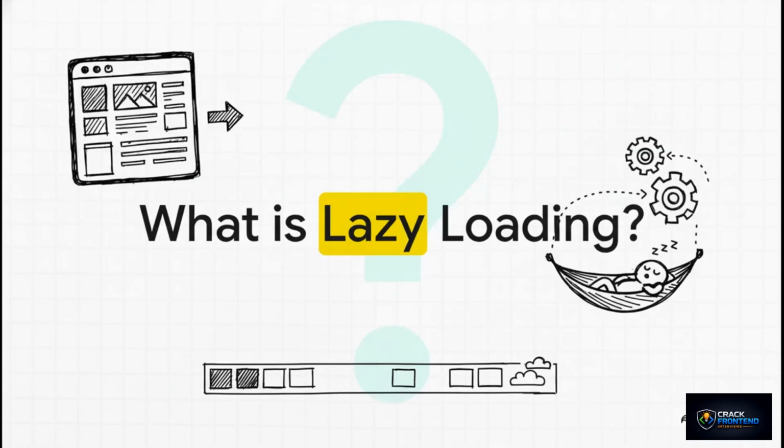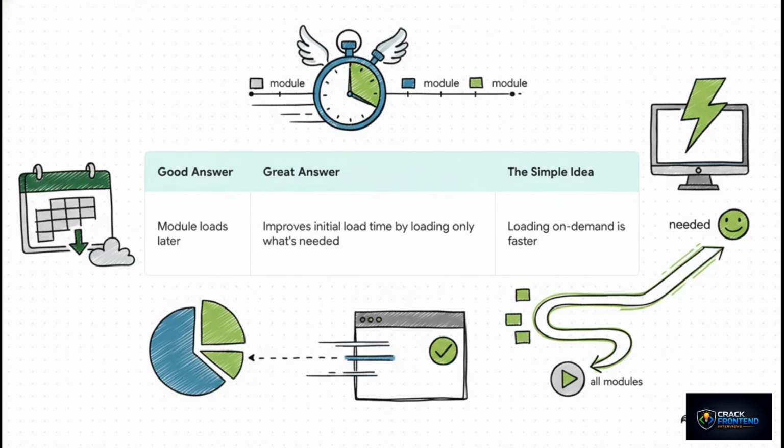All right, let's pivot to our next question. This one is all about making your app feel snappy right from the get-go. What is lazy loading? See, a good answer is just, it loads a module later. True, but so what? Why does anyone care? A great answer connects this feature directly to the user experience. You explain that by loading feature modules only when a user navigates to them, you dramatically reduce the initial bundle size and improve the app's first load time. The simple idea is just plain common sense. Downloading a huge file all at once is slow, downloading little pieces as you need them is fast. You have to link the technical feature to the real-world benefit.